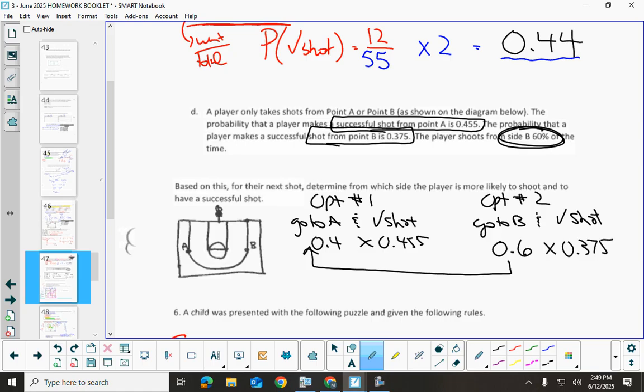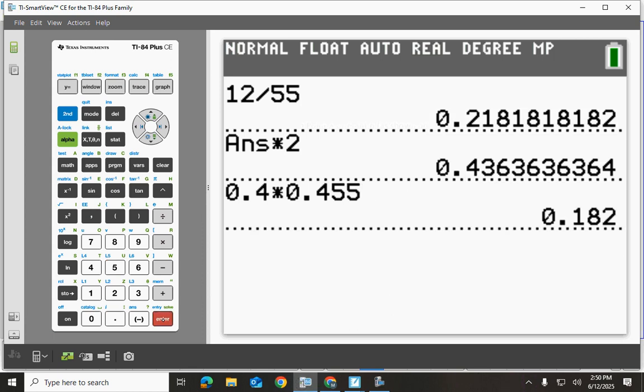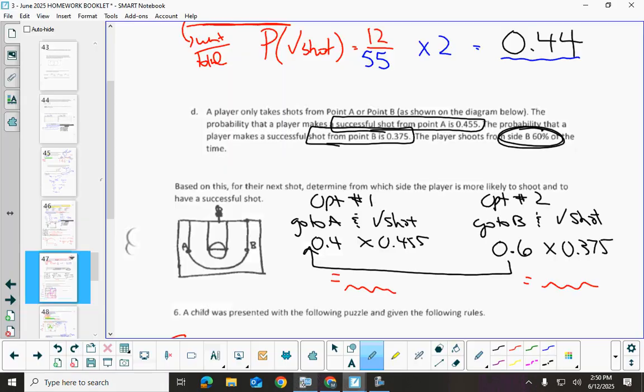Now, we're not going to add these 2 probabilities. We're just going to figure out what this answer is, and we're going to figure out what that answer is. And we're going to compare the 2 numbers. So 0.4 times 0.455, so 0.18, or 18.2%. So they have an 18.2% chance of making their shot from the A side, assuming they go to the A side.